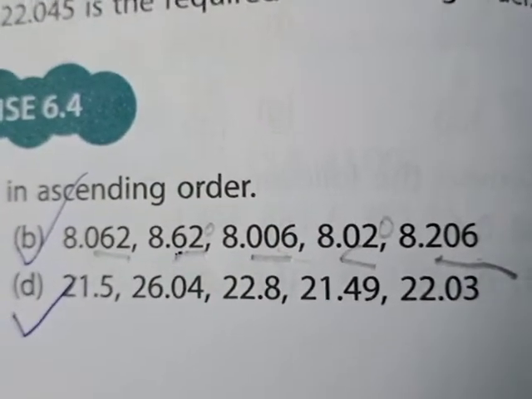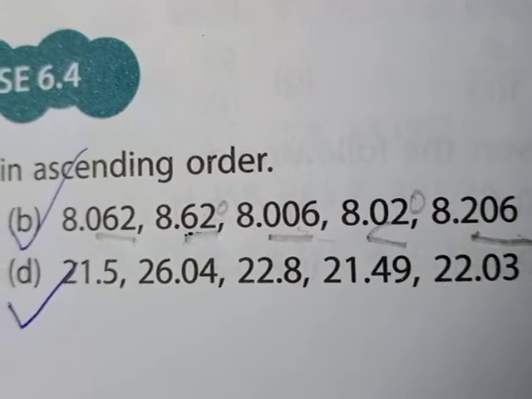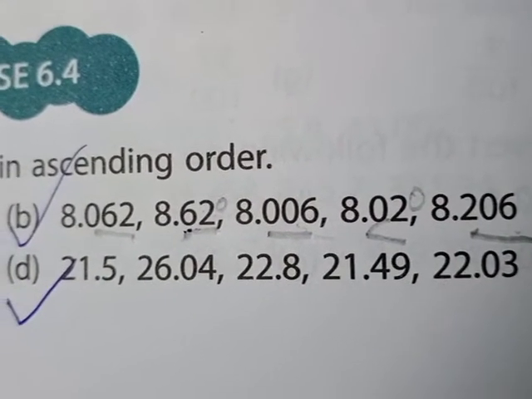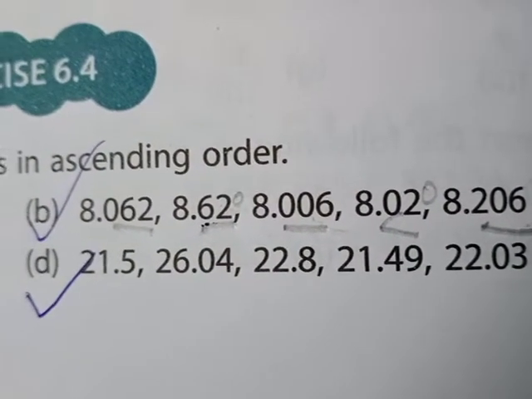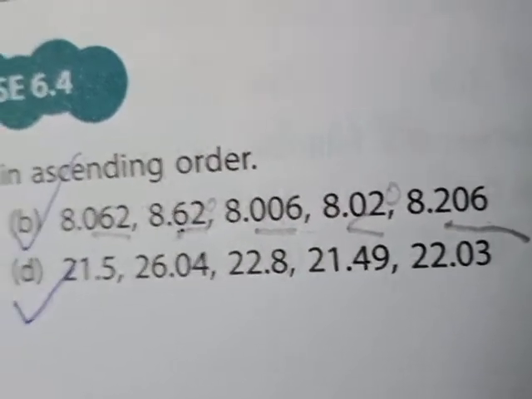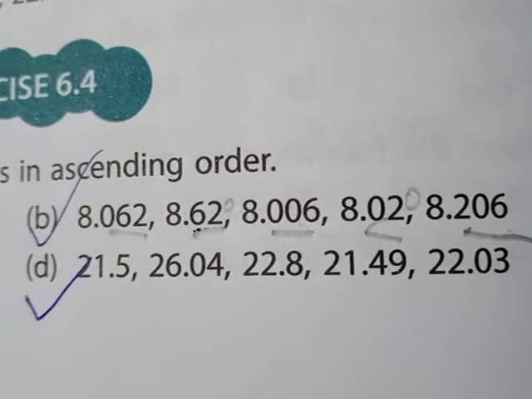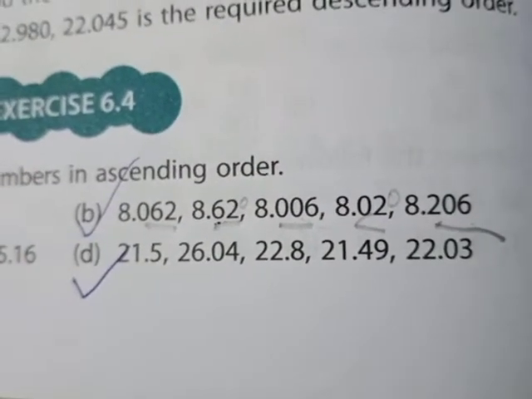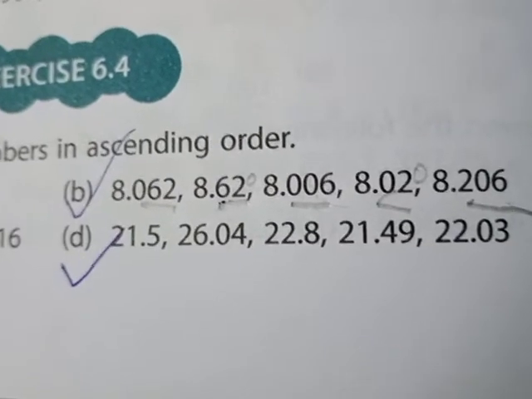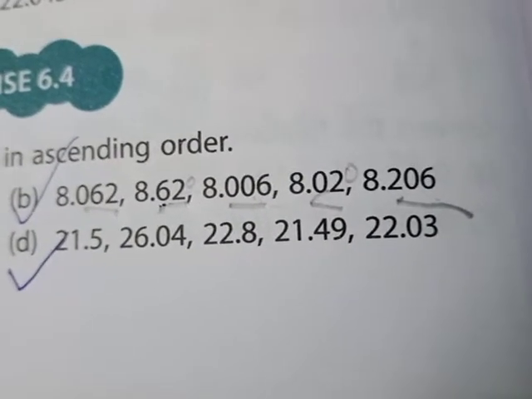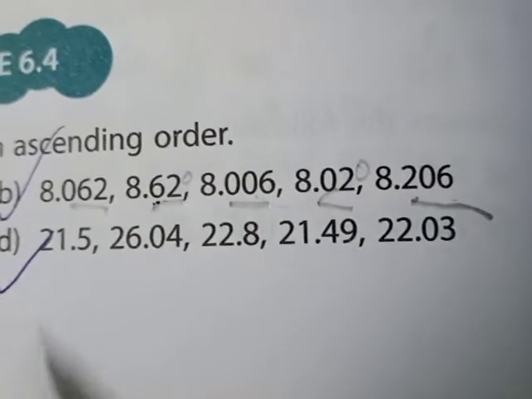Once again I'll tell this. If all the integral parts are the same, we will see the decimal parts. In the decimal part, if it is given in unlike format, we will change it into the like format. And how to change into the like format? Wherever there is a 2-digit number, we will make it 3 digits, the same as the other given numbers. Then we will compare all the decimal parts.